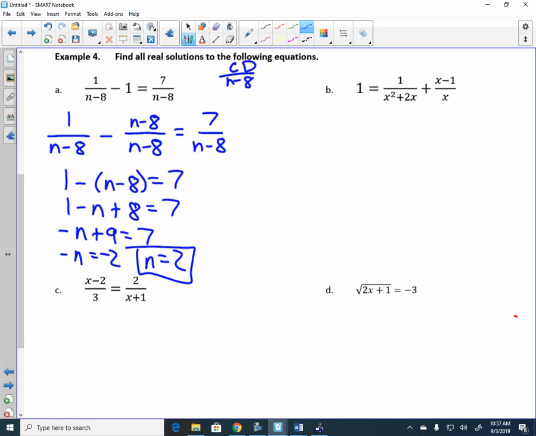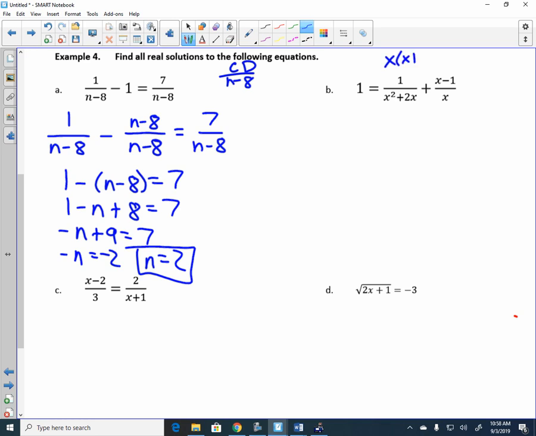Now, you might recall that when you're solving rational equations that you need to be careful about your answer in the end. We just have to make sure that when we plug in 2, that we get a defined result. What is the one number we could come up with that when we plug it in, we get an undefined result? 8. If you came up with 8, that would be problematic, wouldn't it? Okay. Letter B, what's your common denominator there?